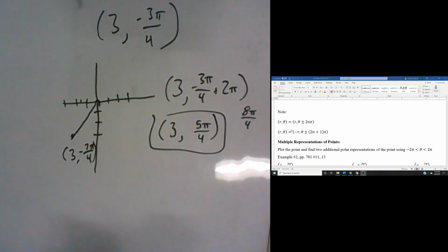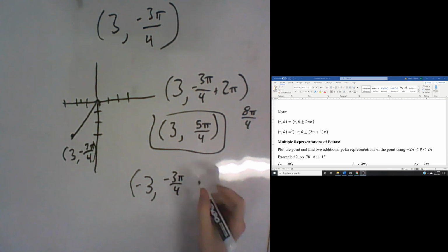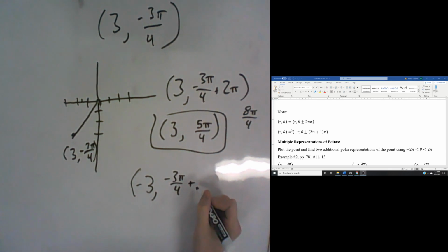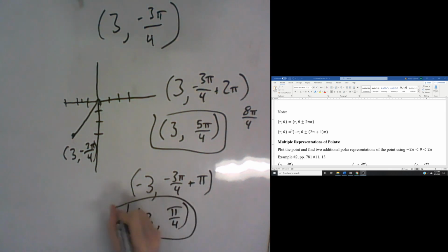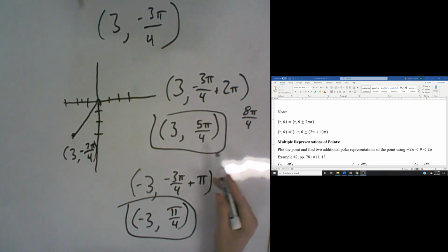Now what would be our next possibility? Our next possibility would be if you take the r, so we get negative 3, and we're going to do theta, negative 3 pi over 4, but we're going to add 2n pi. So we're just going to add pi. Okay? Which if you add pi, will give us pi over 4. Okay? So our two answers are 3 comma 5 pi over 4 and negative 3 comma pi over 4.